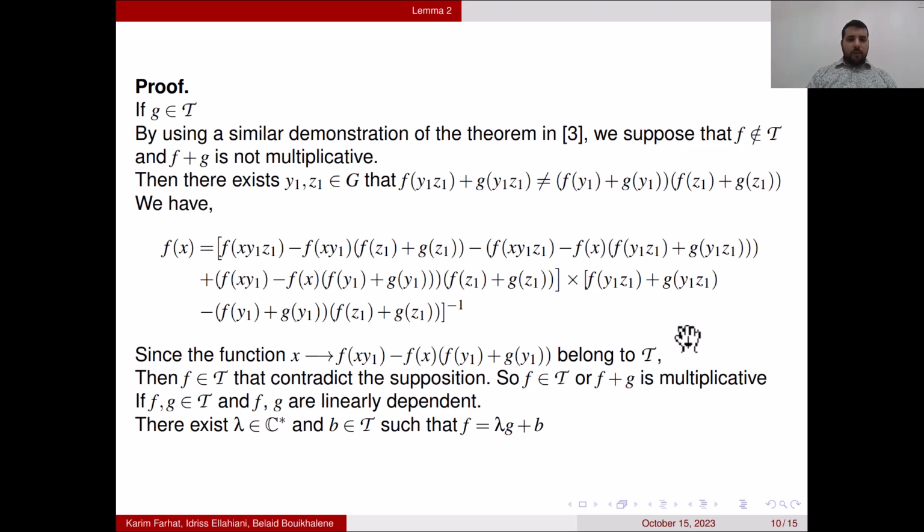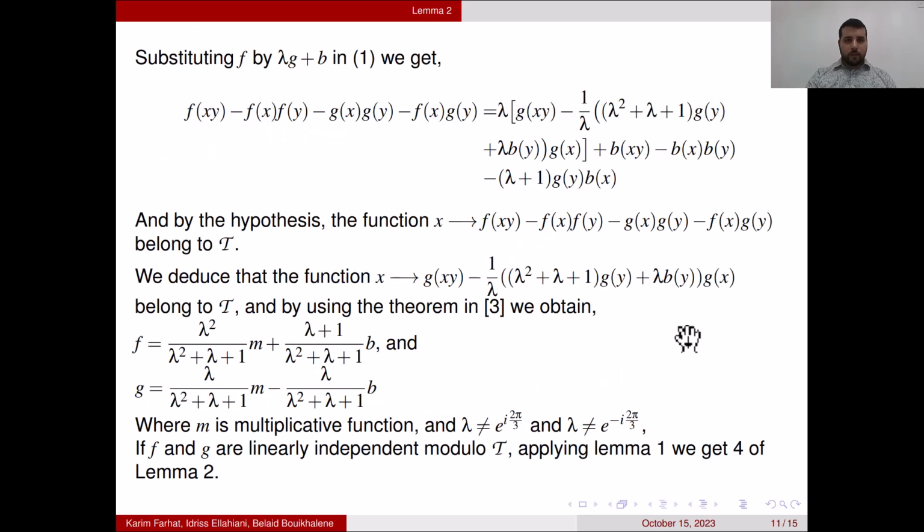If f and g are in T and f and g are linearly dependent, there exist lambda in C star and b in T such that f equals lambda g plus b. Substituting f by lambda g plus b in equation 1, we get the next equality. And by the hypothesis, the function x to f(xy) minus f(x)f(y) minus g(x)g(y) minus f(x)g(y) belongs to T.